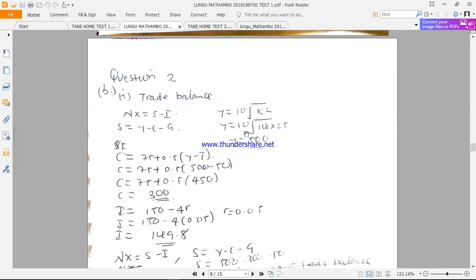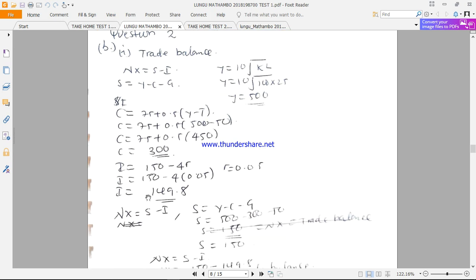I believe we're together there. Then the consumption function is 75 plus 0.5 of disposable income, which becomes 75 plus 0.5 of (500 minus 50), because output is 500 and tax is 50, which becomes 450. I believe you're getting 300 as the total level of consumption. Then investment is 150 minus 4R, where 150 minus 4 times the rate of interest, which we've been given is 0.05. When you plug in and calculate, I think you're getting 149.8.